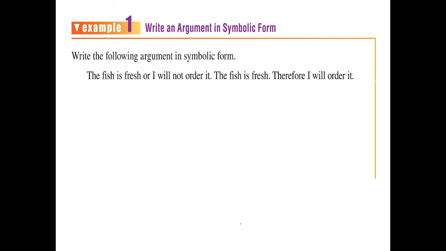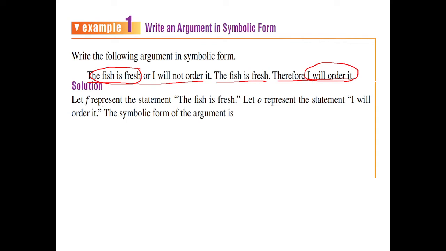The fish is fresh, or I will not order it. That is our first premise. The fish is fresh. That's our second premise. Therefore, I will order it is our conclusion. Now, what are the statements? The fish is fresh, I will represent with a letter. Then there is I will not order it, and I will order it. Make use of the positive statement. So meaning, we will use I will order it.